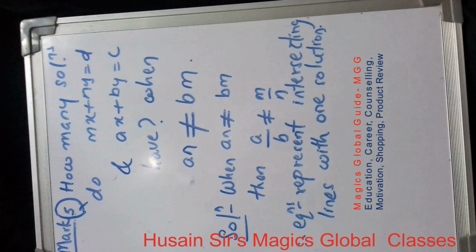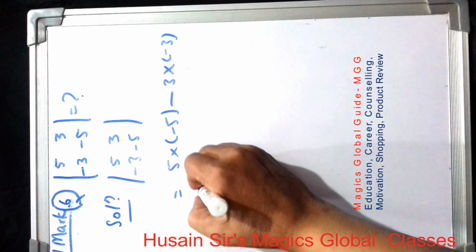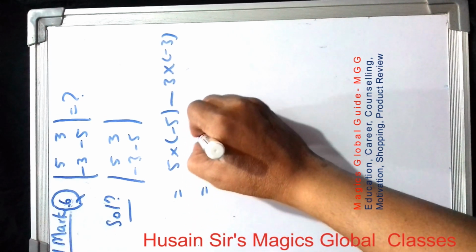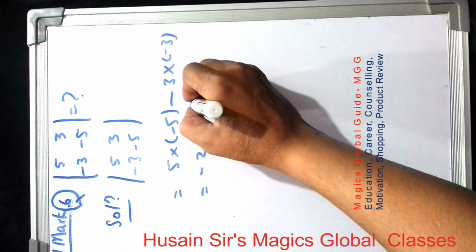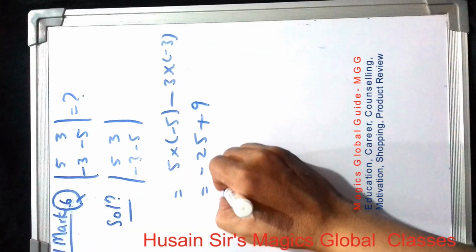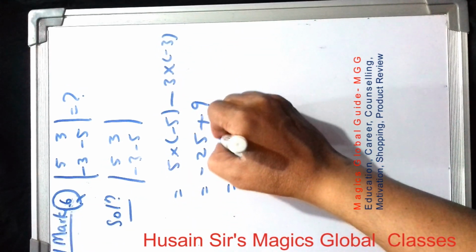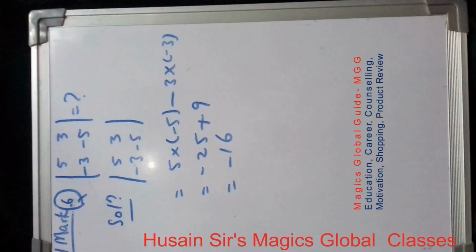The next question we have, what is the value of the determinant 5, 3, minus 3, minus 5? So it is going to be 5 into minus 5 minus 3 into minus 3, so this will become minus 25 and plus 9, that will become minus 16. So the answer for this is minus 16.